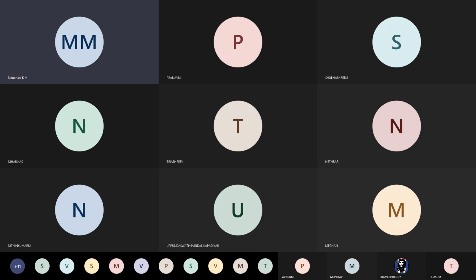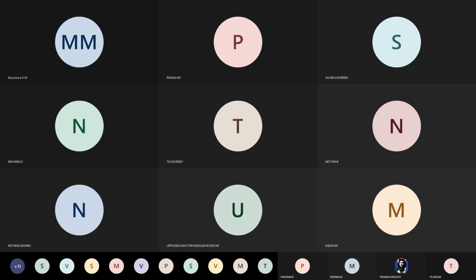So this is about the open loop spatial multiplexing. Everyone understood?